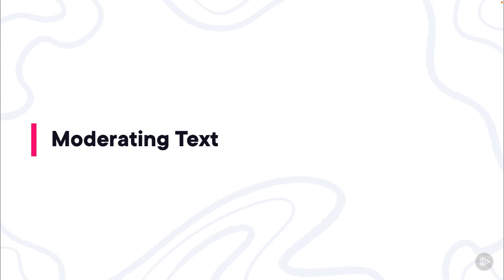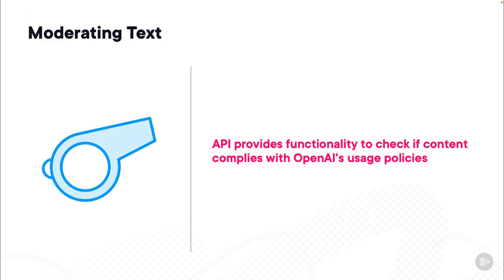Moderation, in a general context, refers to the act of overseeing and regulating something to maintain order, fairness, and adherence to specific rules or standards. In our case, the API provides functionality to check if content complies with OpenAI's usage policy, namely moderating text. This can be used to filter content.